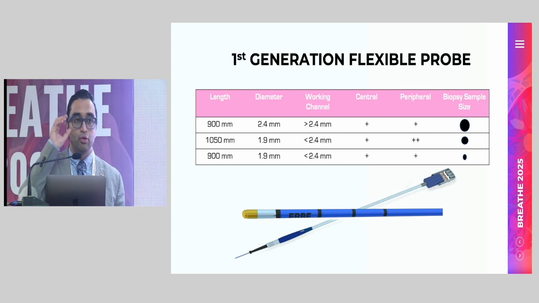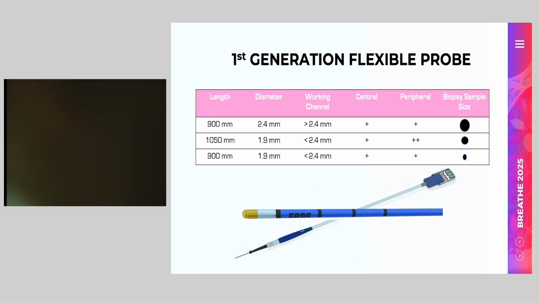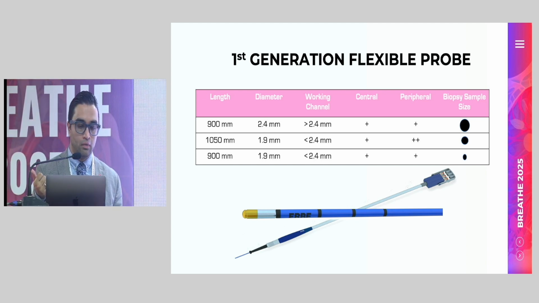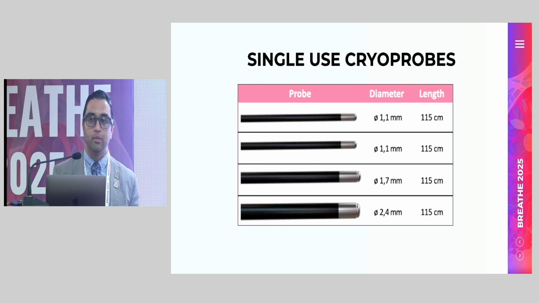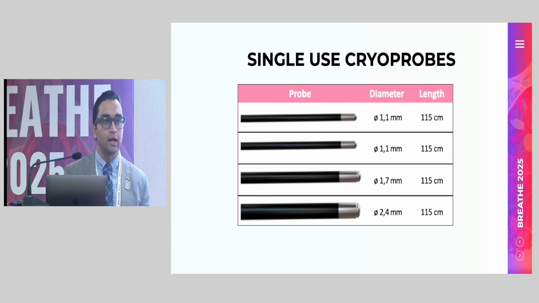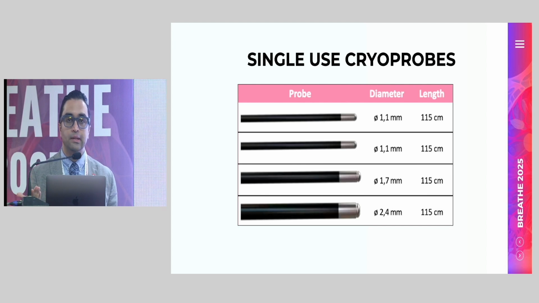So earlier we used to have the first generation cryoprobes, which were basically the reusable cryoprobes. They used to come in sizes of 1.9 and 2.4 mm. But now what you will be using are the second generation cryoprobes, which are single use cryoprobes, and now they come in the sizes of 1.1, 1.7 and 2.4.